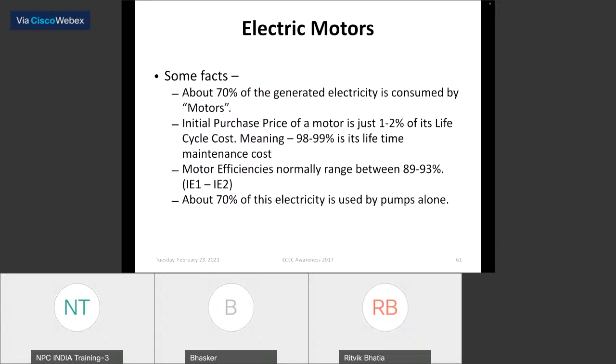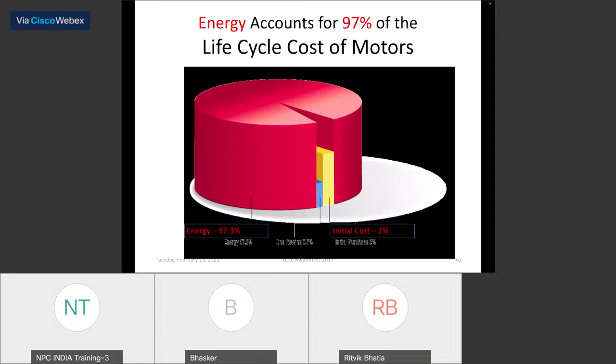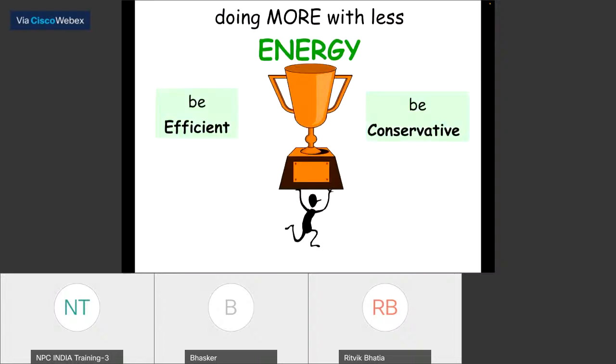And nowadays, people have changed the criteria for purchasing at L1, L2, and anything, and they have gone to the life cycle cost of the motor, meaning 90 to 98 to 99% of its life cycle maintenance cost. The motor efficiency normally ranges between 89 to 93, and above 70% of electricity is being used by the pumping system only. So this is the pie chart, which we can see: if you just see down this, it is written the initial cost is 2% and the energy which they are using is about 97.3%, which is very high. So life cycle cost is to be seen.